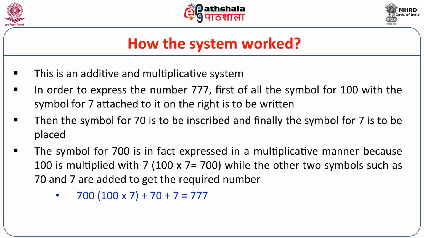Then the symbol for 70 will be inscribed, and finally a separate symbol for 7 is to be placed to its right. Now, the symbol for 700 is in fact expressed in a multiplicative manner, because 100 into 7 is equal to 700, while the other two symbols, 70 and 7, are added to get the required number.